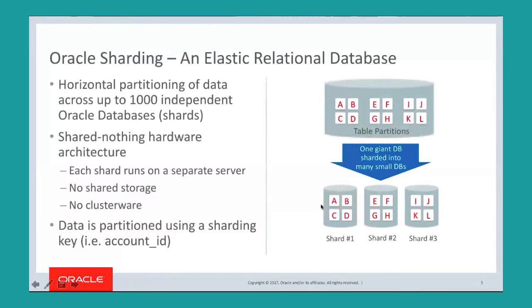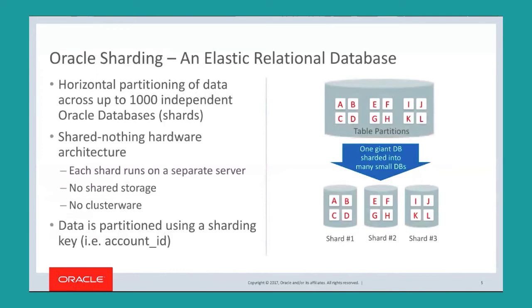So I said they are distributed across multiple shards. Shards are nothing but regular Oracle databases. But the important thing is these shards run on separate servers. This could be physical servers, or VMs, or Exadata for that matter. But there is no shared storage that binds these shards together, and there's no clusterware that binds these shards together. In essence, it's a loosely coupled system built on a shared nothing hardware architecture platform.